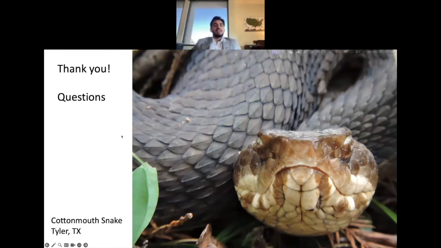So this is a cottonmouth snake that I saw during my research.